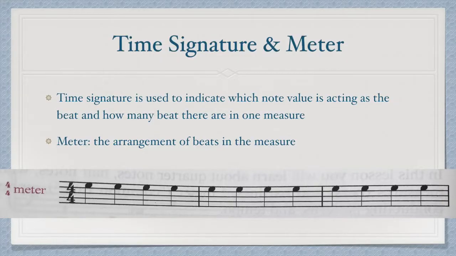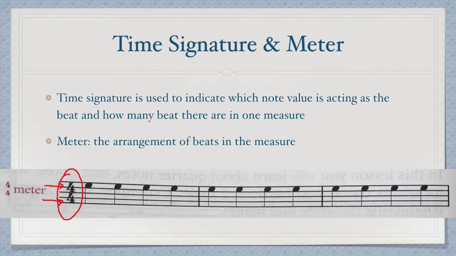In terms of organizing those beats together, time signature answers both questions I asked just now. Time signature indicates which unit is acting as the beat and how many beats there are in one measure. It consists of two numbers written in a vertical stack. This is a time signature. We can see that there are two numbers stacked vertically, one on the top and another one on the bottom.